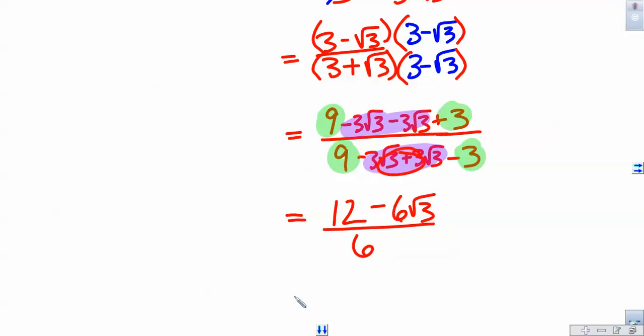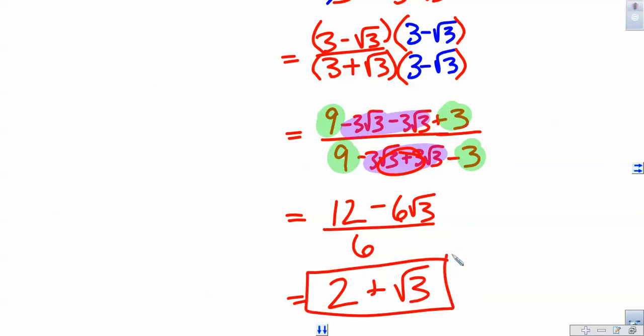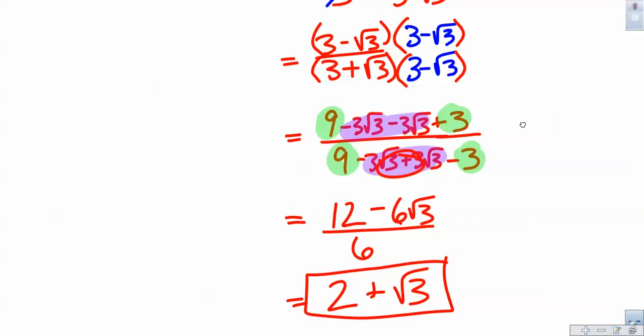Oh, we're so close. Notice now that we're dividing by a monomial like 6, we can just divide each one of the 2 terms up here by 6. When I divide the 12 by the 6, that's easy, it's just 2. 6 square roots of 3 divided by 6 is just going to reduce the 6's out there, leaving us with a square root of 3. Whew! Finished. There's got to be a shorter way, right? There's got to be a shorter way. Look at all this work.